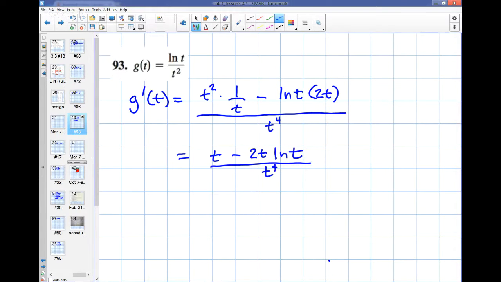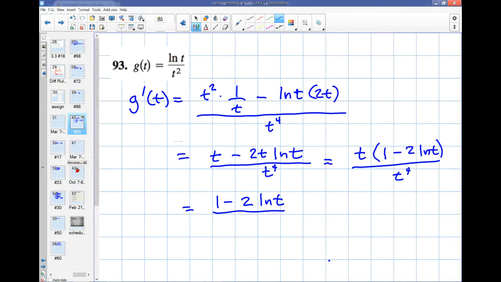Can we factor a t out of the top? Sure. t times the quantity, 1 minus 2 times the natural log of t. And then, of course, we could cancel. And we'd have 1 minus 2 times the natural log of t, over t cubed.